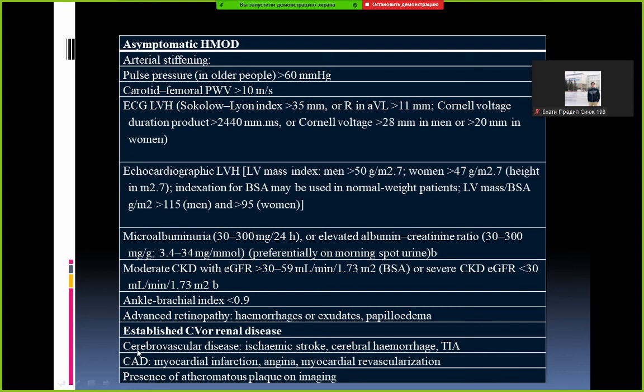So it is presence of cerebrovascular diseases such as ischemic stroke or cerebral hemorrhage, coronary artery disease such as myocardial infarction, myocardial revascularization, and presence of atheromatous plaque on imaging of carotid arteries.